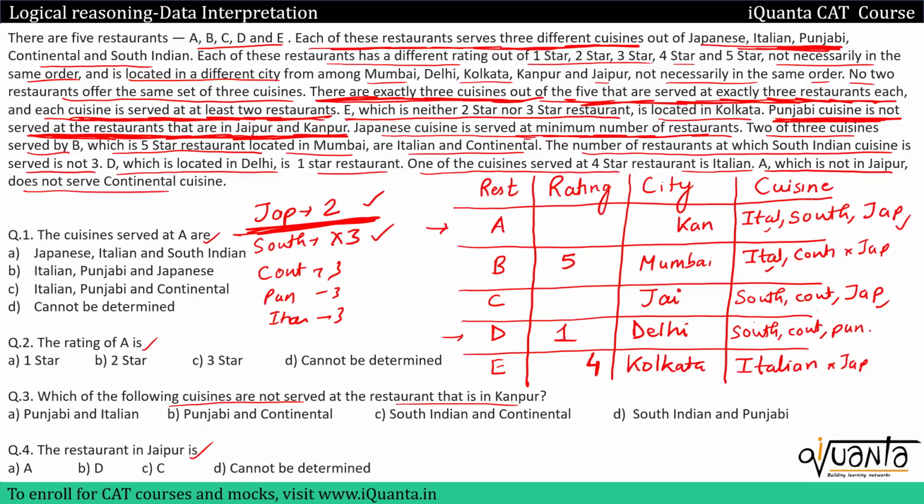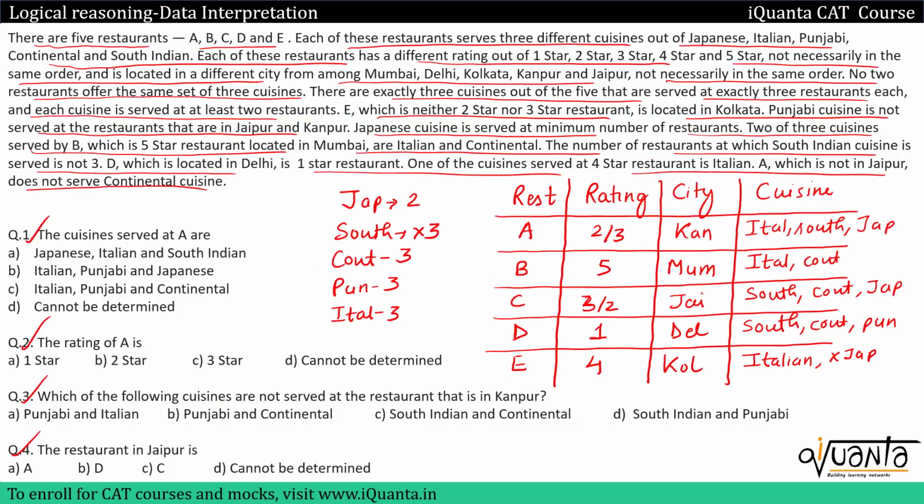Okay. Now there are 2 restaurants A and C whose rating is not known, and the only ratings remaining are 2 and 3. So A could be a 2 or 3 star restaurant, C could be a 3 or 2 star restaurant. Okay. Now when we reach here, we know that Italian can only be assigned to 3 restaurants. So Italian has been assigned to A, B and E. So we are done with Italian.